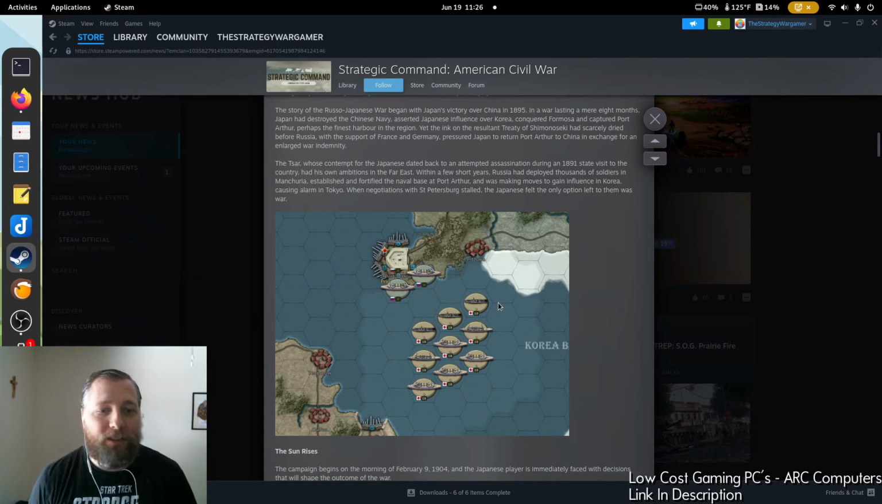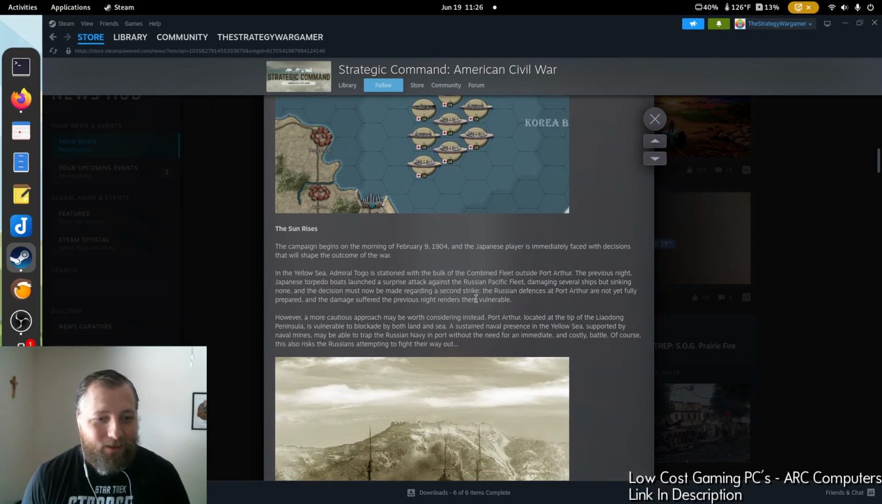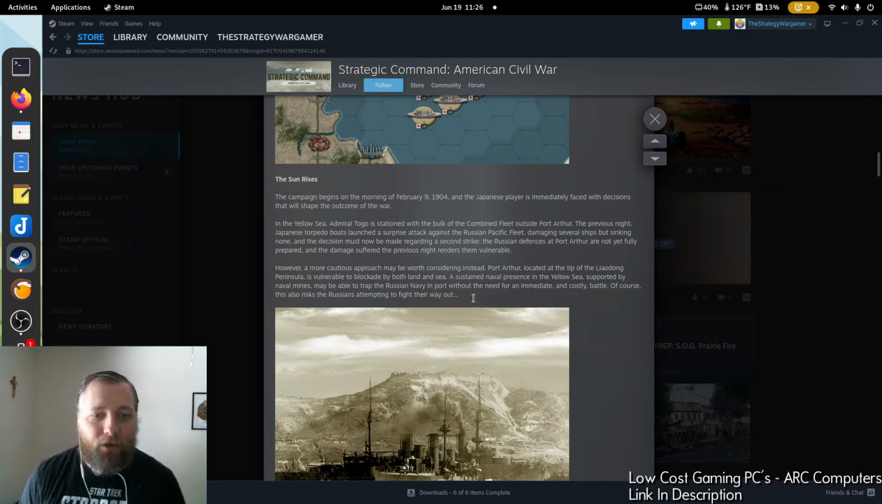The Tsar, whose contempt for the Japanese dated back to an attempted assassination during an 1891 state visit to the country, wow, I didn't know that, had his own ambitions in the Far East. Within a few short years, Russia had deployed hundreds of thousands of soldiers in Manchuria, established a fortified naval base at Port Arthur, and was making moves to gain influence in Korea, causing alarm in Tokyo. When negotiations with St. Petersburg stalled, the Japanese felt the only option left was war. Interesting.